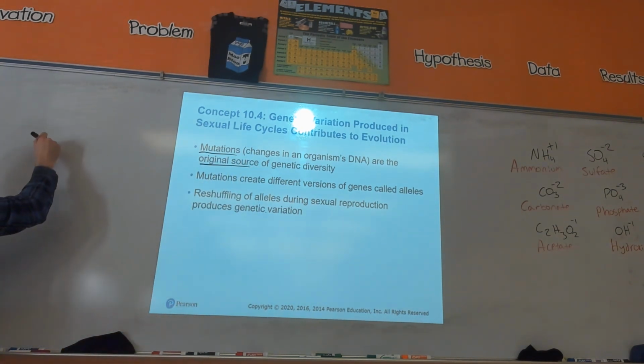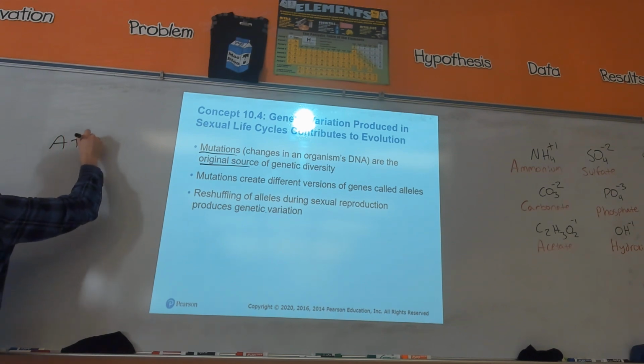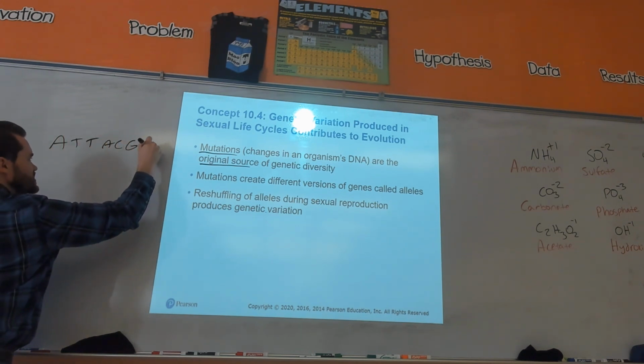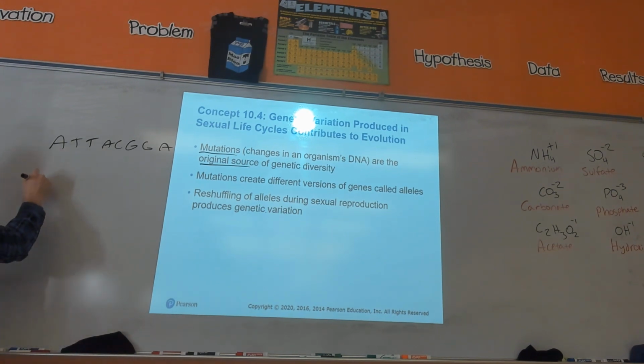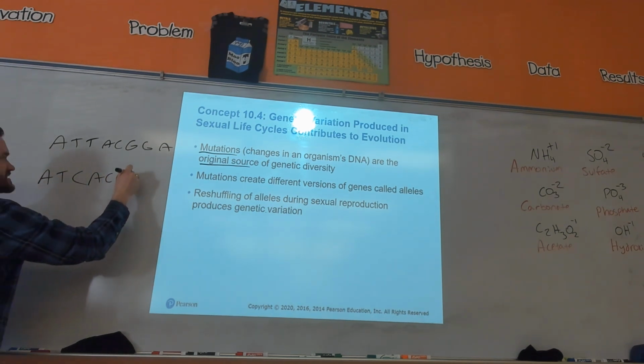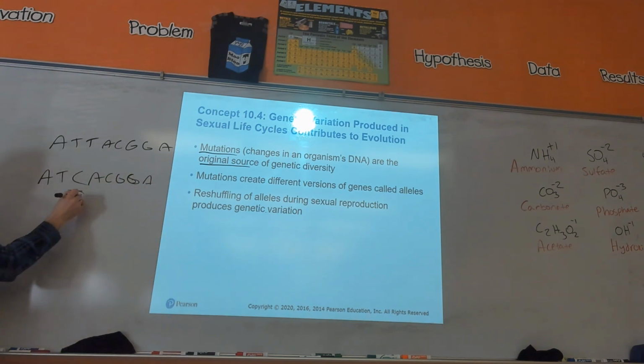The idea of a mutation is, let's say you have a DNA sequence like A, T, A, C, G, G, A. An example of a mutation could be A, T, and instead of there being an A there, I got a mutation, and I then got a C right here. That's a mutation. You get a change in the DNA sequence, and DNA ultimately codes for proteins. So by changing the DNA sequence, you're going to eventually change the protein that comes from that gene.